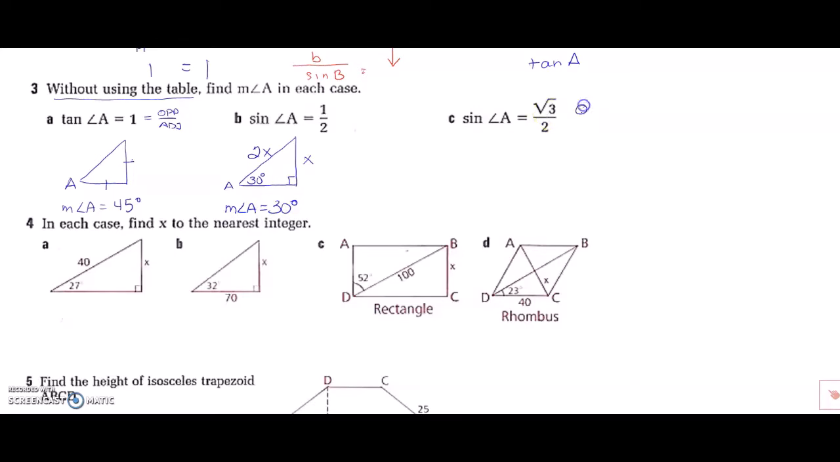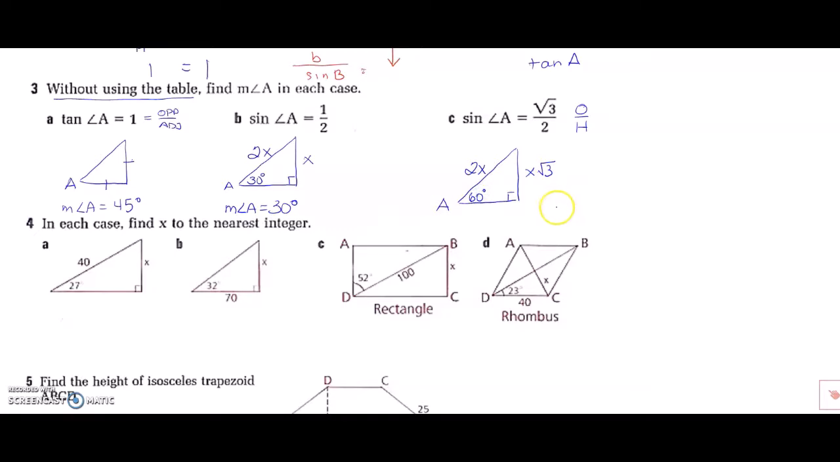And here we know sine again is opposite over hypotenuse. So if the opposite side is some multiple of root 3, and the hypotenuse is some multiple of 2, this should also be sufficient to have you realize that that's a 60-degree angle.